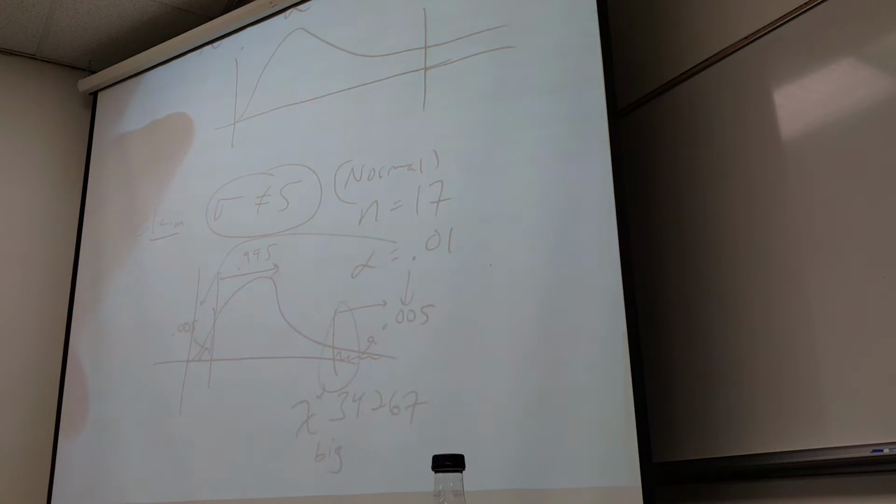Alpha is the total area in the tails, or the tail if there's only one. So it's 0.01. So where is it? It's there and there.